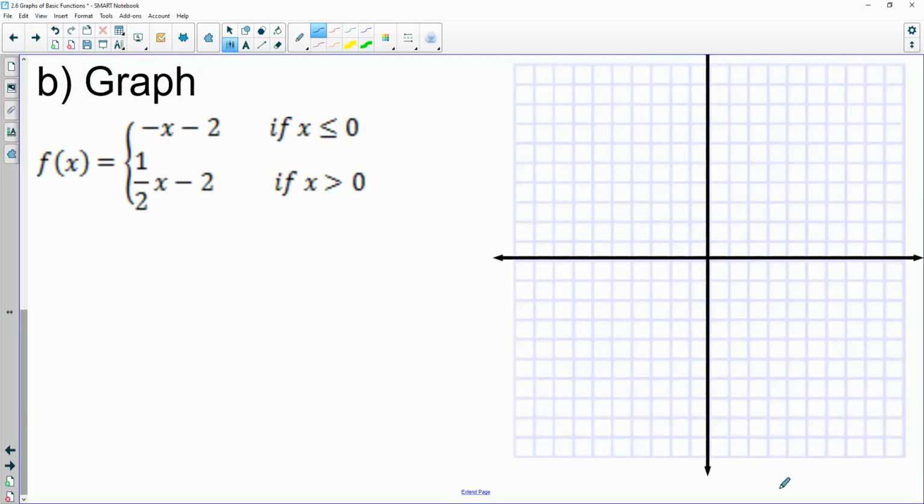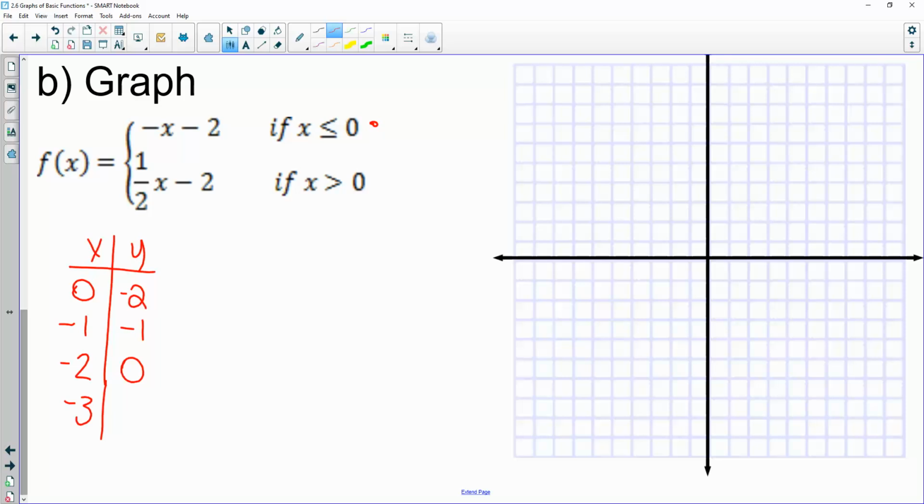So how many T-charts do you need? What's the first number you plug in? 0. Open or closed? Closed. Okay, and then, if we put in negative or 0, what do we get out? Negative 2. We put in negative 1. The opposite of negative 1 would be positive 1 minus 2. If I put in negative 2, opposite of negative 2 is 2 minus 2. If I put in negative 3, opposite of negative 3 is 3 minus 2. So 0, negative 2, negative 1, negative 1, negative 2, 0, negative 3, 1.